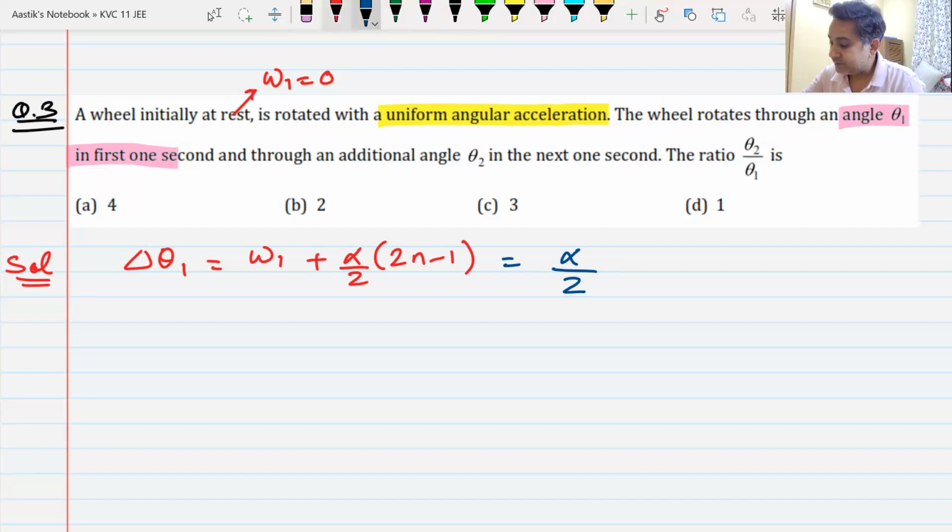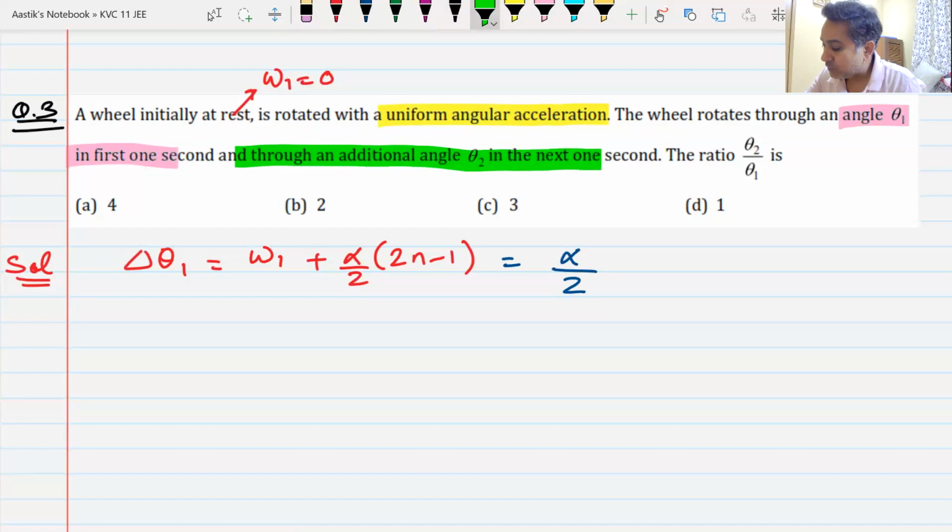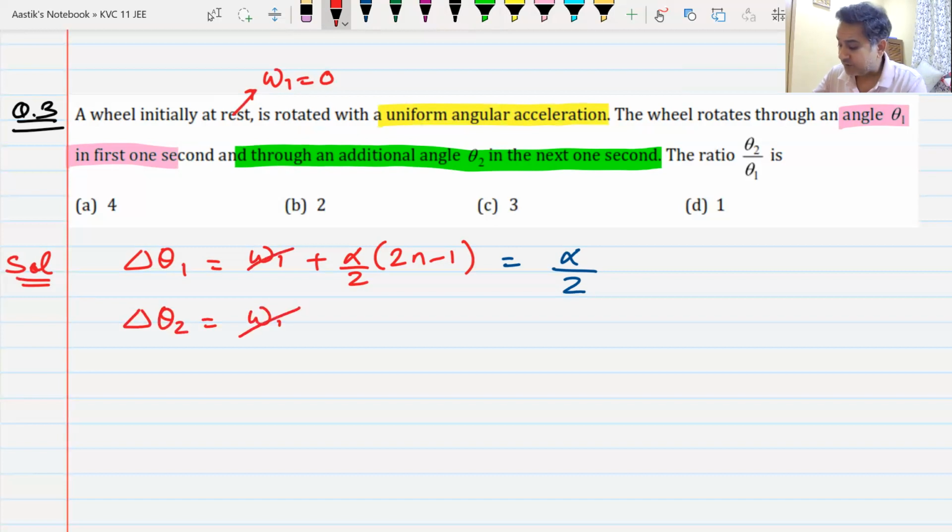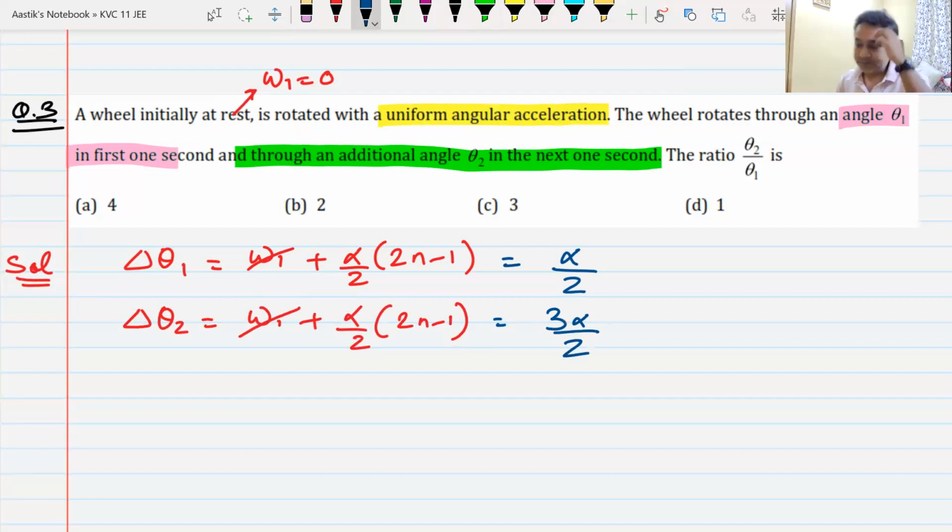Then I can find what is given. And it turns through an additional theta 2 in the next 1 second. So that is which second? That is the second second. So what is the displacement in the second second? Omega 1 is 0, so don't worry about that. Plus alpha by 2 into 2n minus 1. The value of n is 2. So what value will I get here? I will get 3 alpha by 2. Yes or no? Then you can find the ratio of theta 2 to theta 1, and the correct answer that you will get will be option C.